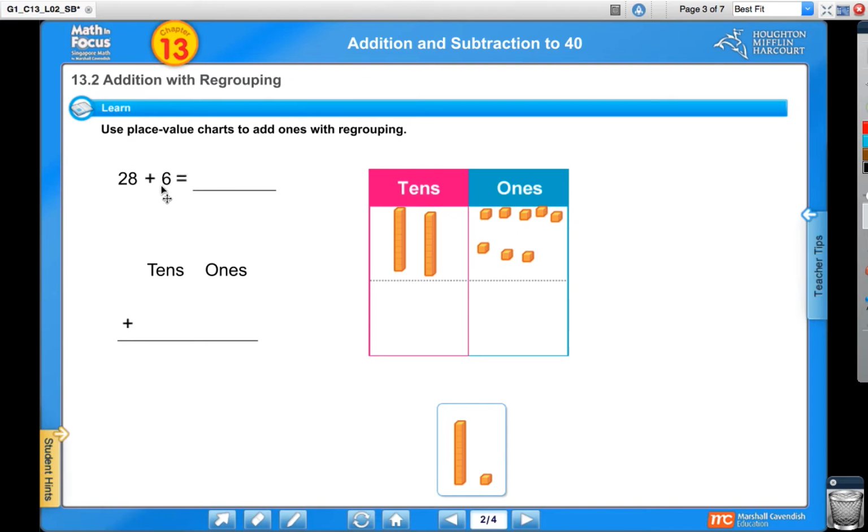Look at my second number. My second number is 6. I'm going to build that down in the lower portion of the place value chart. So in 6, there are no 10s, but there are 6 ones.